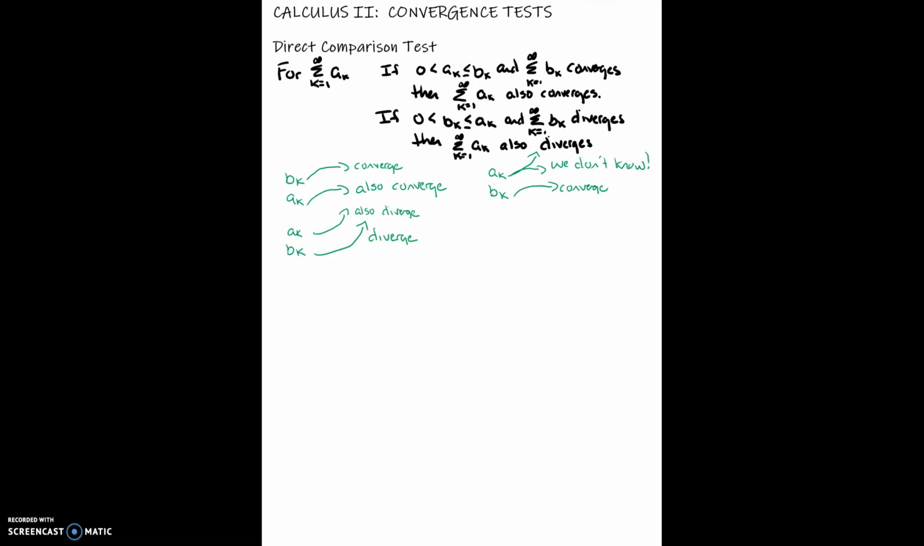What if they were turned around? What if the b sub k's were larger than the a sub k's, but the b sub k's also diverged? What would we know about the a sub k's? Well, they might also diverge, but they could also converge. We don't know. So we only know for certain cases. Let's try some examples.